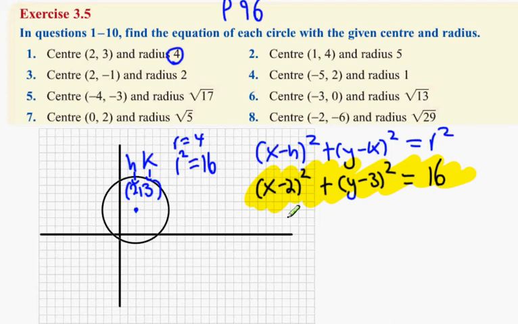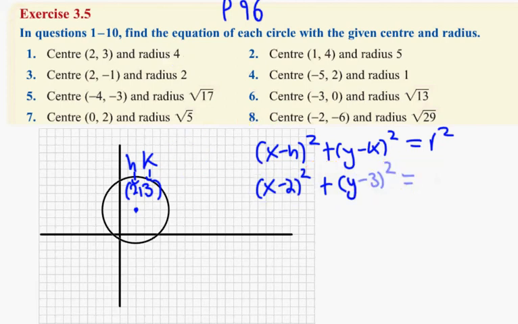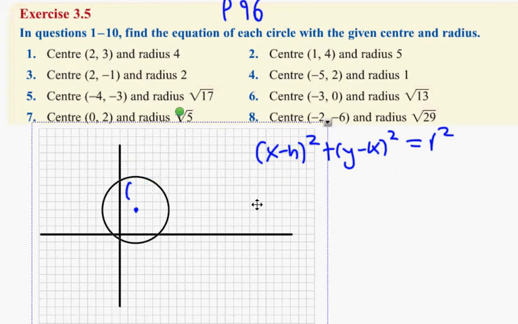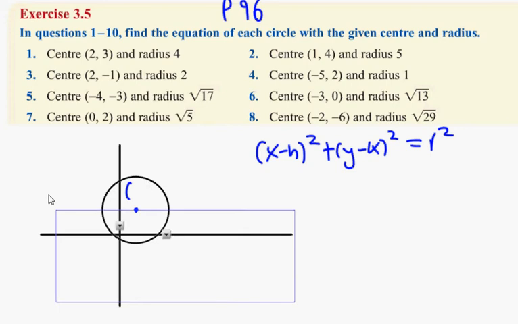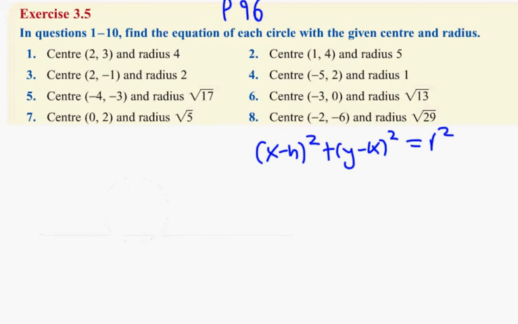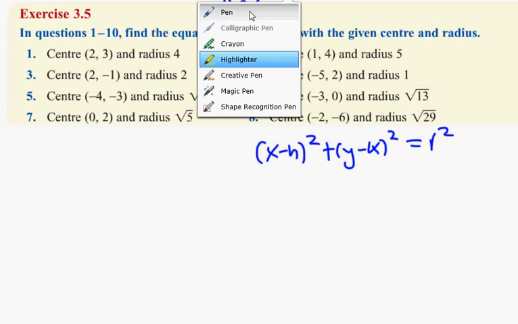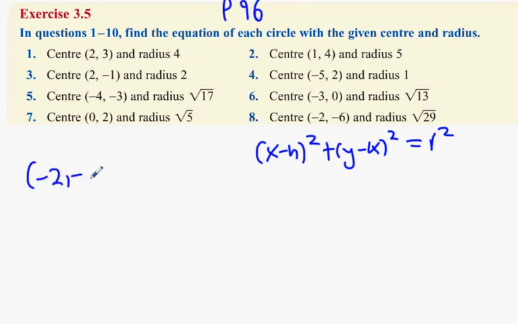Let's try another one now. We did question 1. This time we'll do question 8. We don't even need any diagram, just diagrams to explain what was going on. Okay. The center is minus 2, minus 6. So what's the h and k value? h is minus 2. k is minus 6.